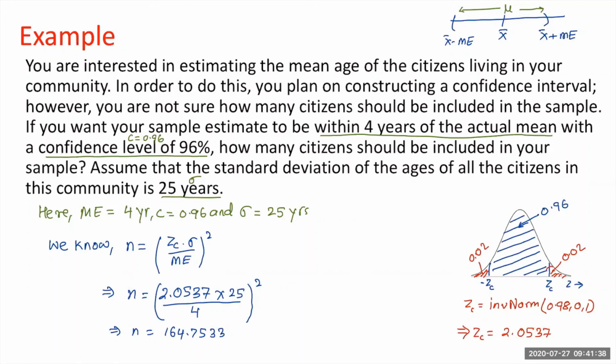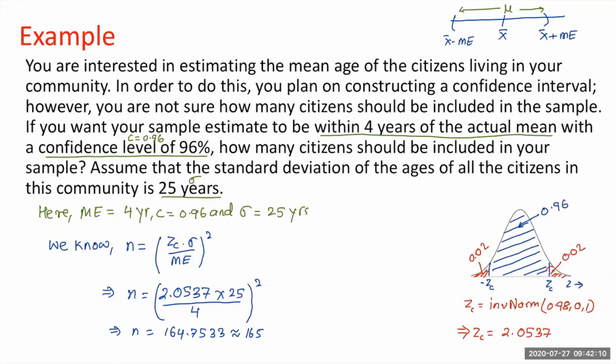So we are looking for the sample size. Whenever it is more than 164, you are selecting something, meaning you are selecting 165 individuals. So you always have to round it up. So this is 165. Our question was, how many citizens should be included in your sample? So you can easily say that 165 individuals should be included in the sample.